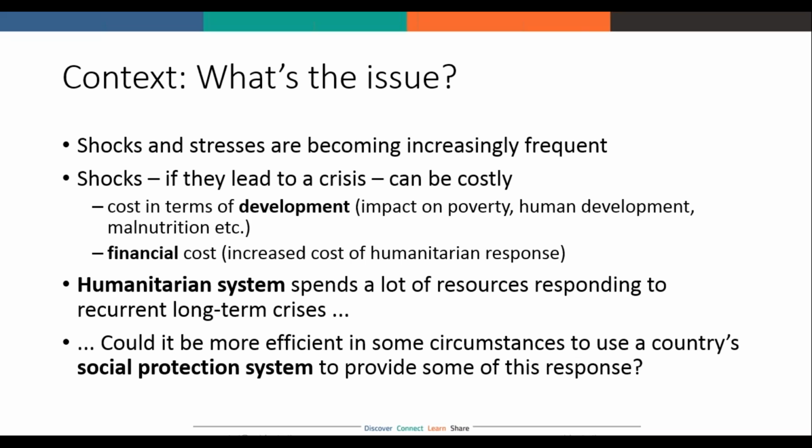And these days, as we see from reports like the annual Global Humanitarian Assistance Report, humanitarian actors are spending a lot of resources responding to these recurrent or long-term crises. So, for example, the 20 major recipients of humanitarian assistance in 2013 were also the same countries that had received most of the total in the previous decade. And there are plenty of other crises that are not high priority for international funding, but they've gone on for many years too. So this is why this question has arisen as to whether there are circumstances in which it would be more efficient to use a social protection system to provide some of this response. Next slide, please.